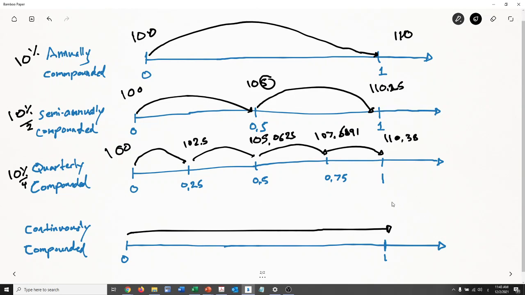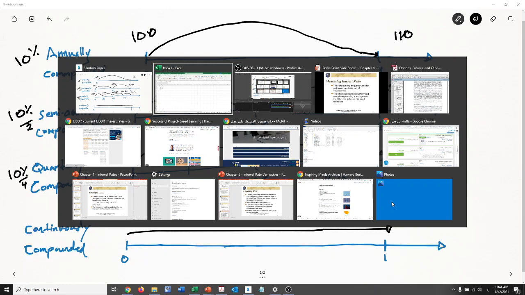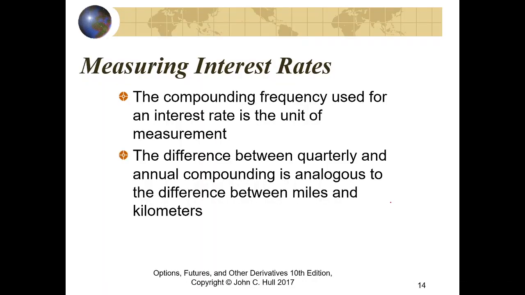Okay. Now, why are we discussing the frequency of compounding? Because it's important, first in finance in general, and also in this course, when we are using continuously compounding rates. I need you to understand or visualize how a continuously compounding rate operates.